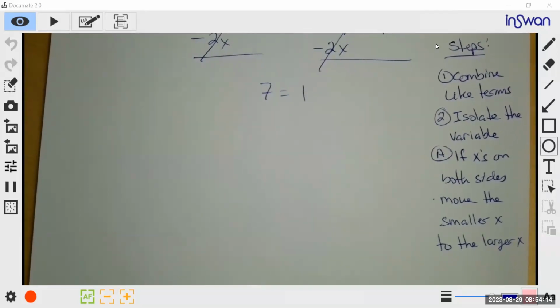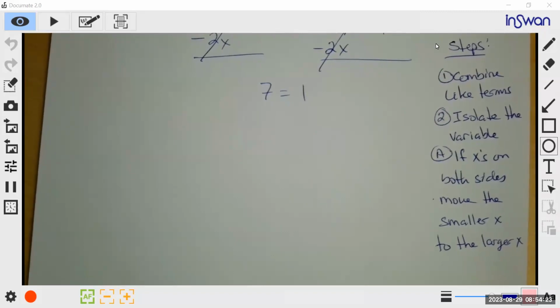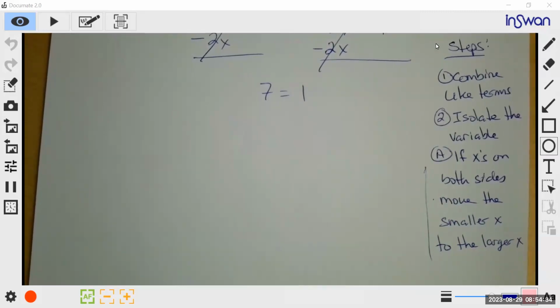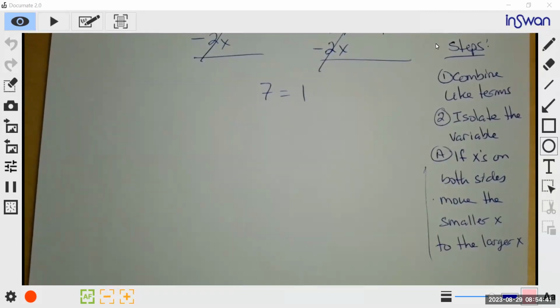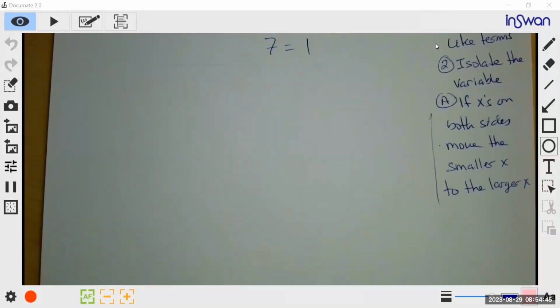Why? I know most of y'all remember in high school, they said, always move the x's to the left-hand side. I'll show you why that's bad. Because if you move the x, sometimes you have a negative number in front of the x. And we want to keep away from the negatives. If you move the smaller to the larger, we're always going to have a positive answer. A positive x. And we'll do some examples on these as we go along. Well, we'll do it now.